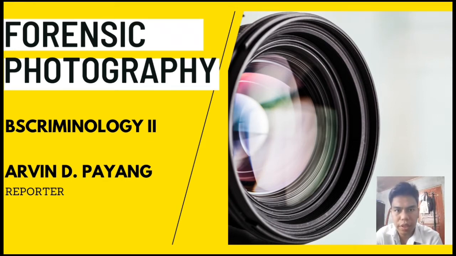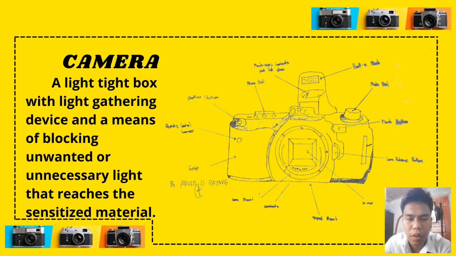So good day. Today I will be discussing forensic photography and how a photograph is being processed through its essential parts. First thing is the camera. This is a light tight box with a light gathering device and a means of blocking unwanted or unnecessary light from reaching the sensitized materials.